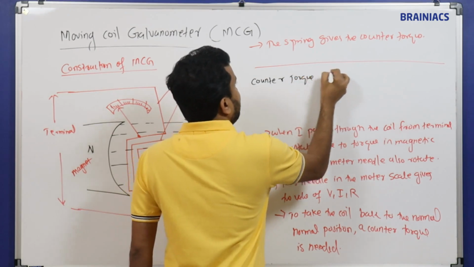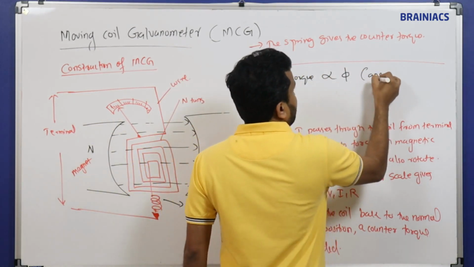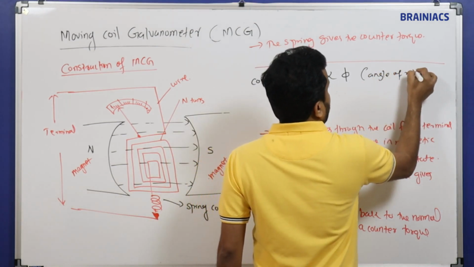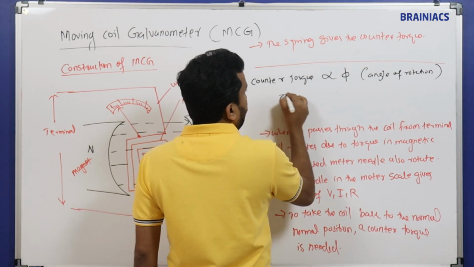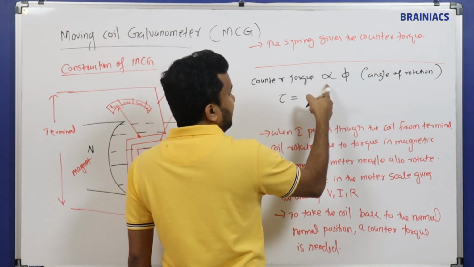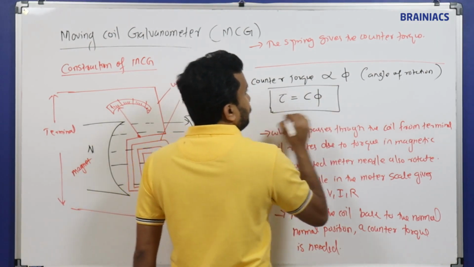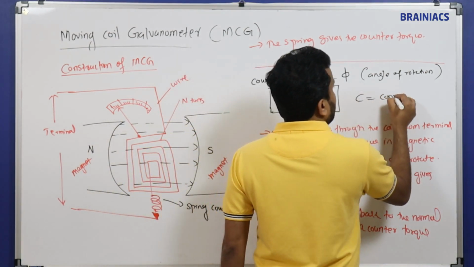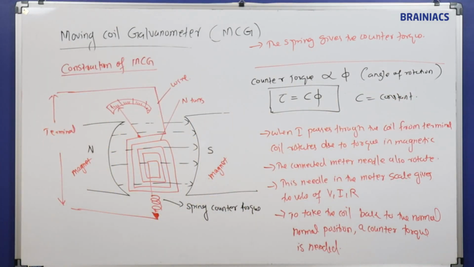Counter torque is directly proportional to phi, where phi is the angle of rotation. So counter torque tau equals, the proportionality sign is replaced with a constant, C phi. So torque is equal to C phi, where C is called the constant.